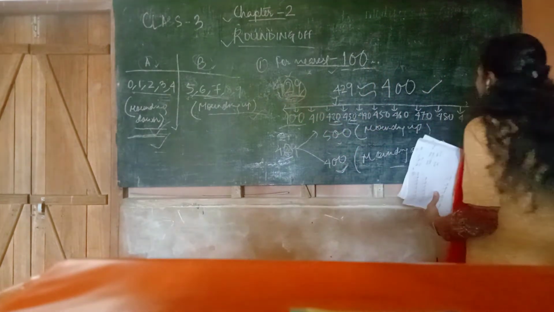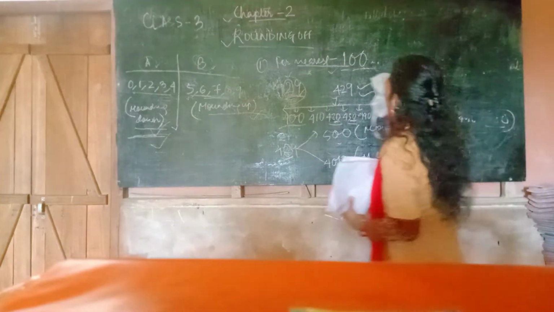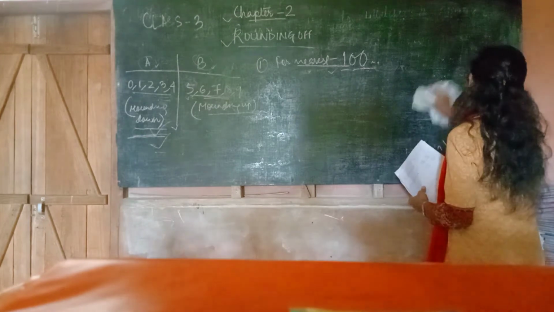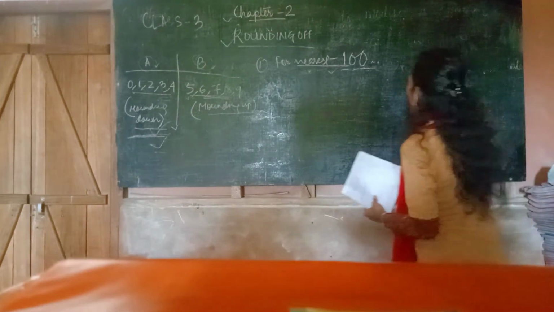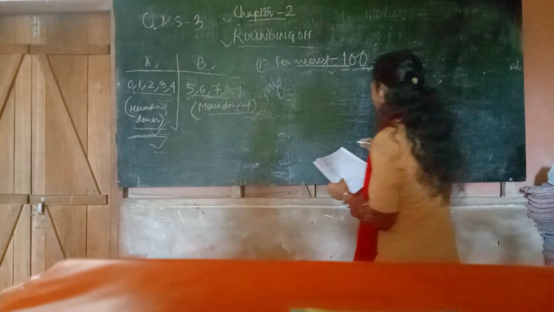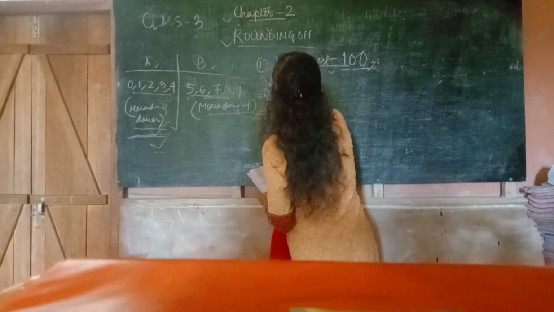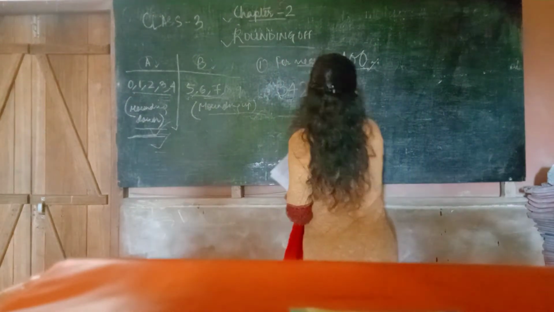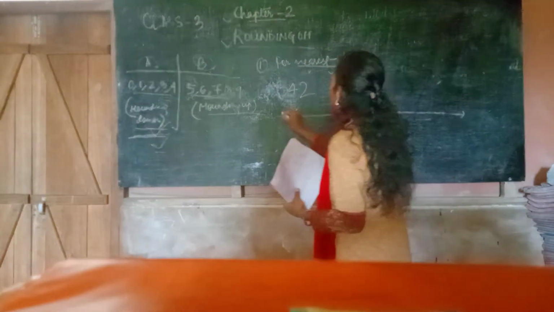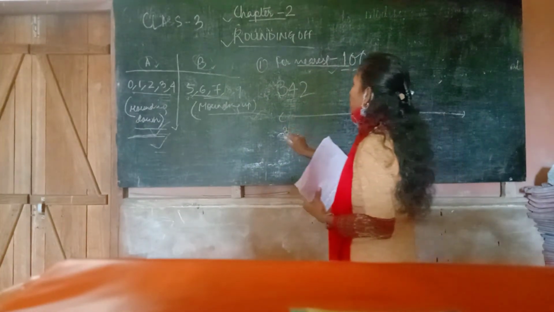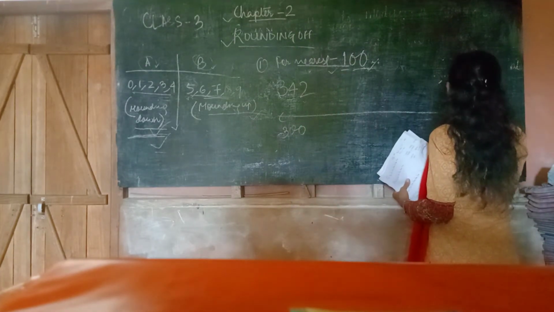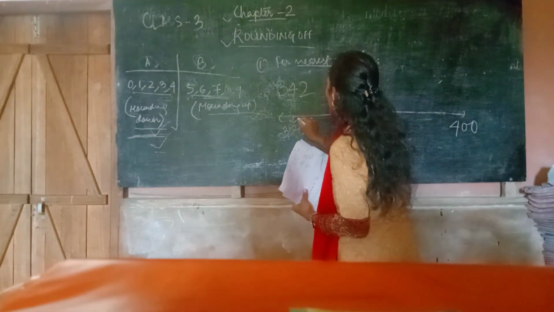This will be the nearest 100 for 429. Okay, understood? Next, one more question I am giving you for the nearest 100: 342. 342 lies between 300 and 400. So again we will write the nearest numbers.